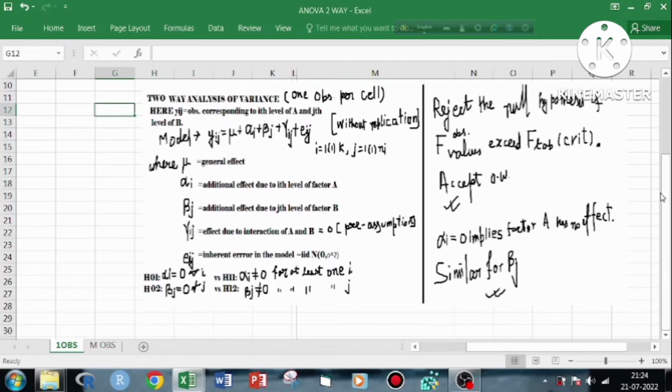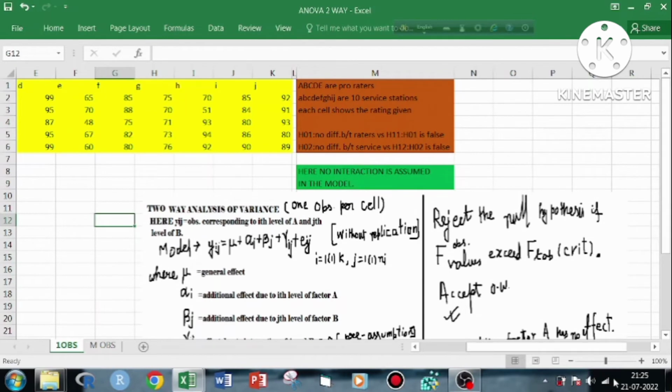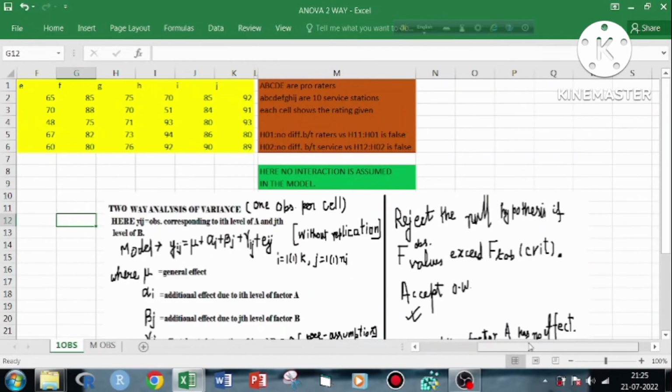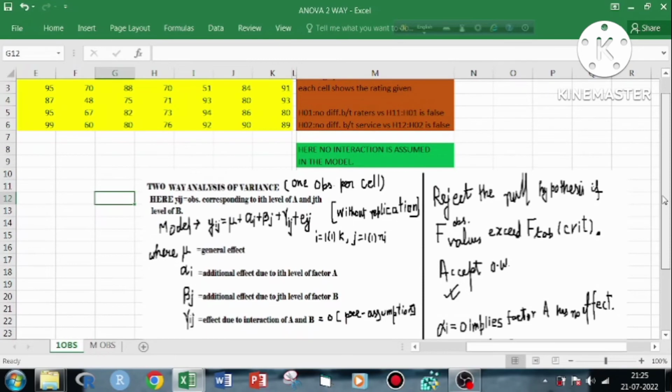Now why are we taking this gamma ij as 0? Because we have just one observation per cell. Corresponding to the two factors, we are taking just one observation per cell. We cannot replicate that observation.